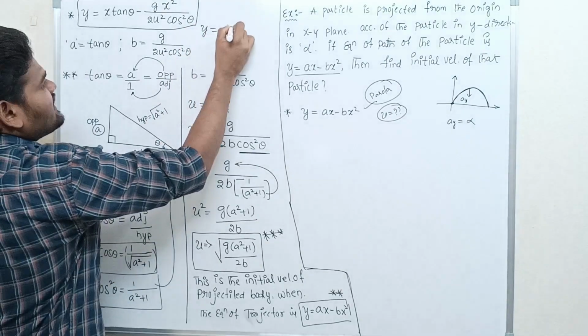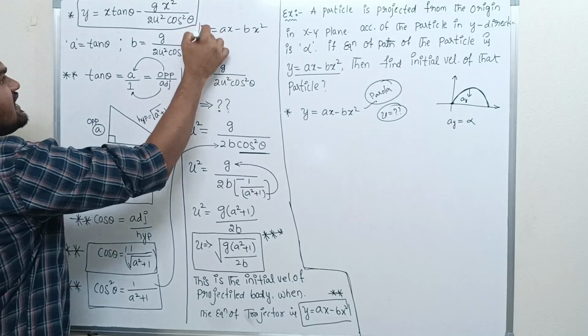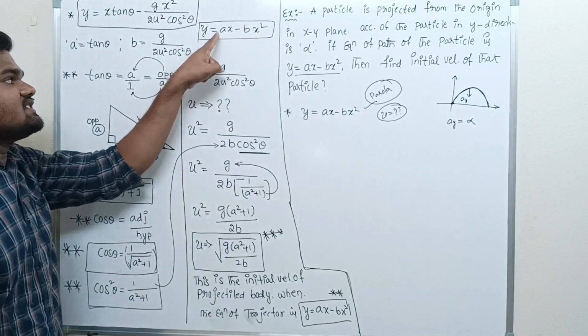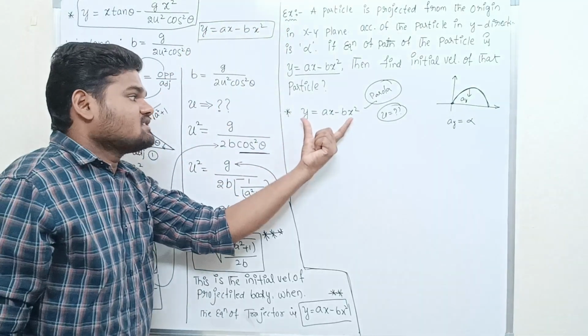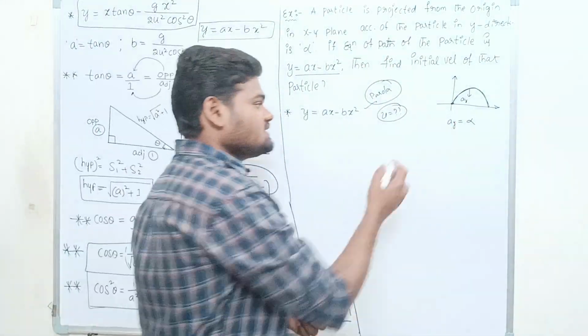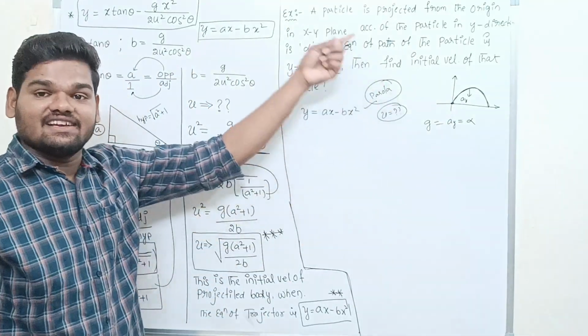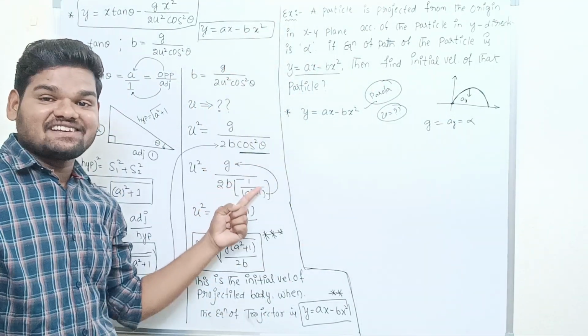Y is equal to ax minus bx square. After substituting the a and b values, you will get y is equal to ax minus bx square. So this is the equation of the trajectory of the particle, and they are given the acceleration due to gravity along y as alpha. That means the g value given is alpha. What are they asking? The initial velocity.